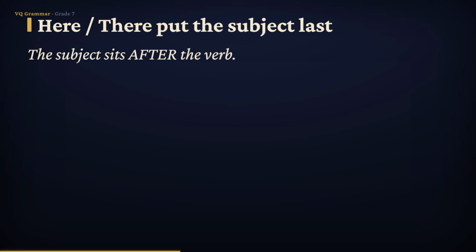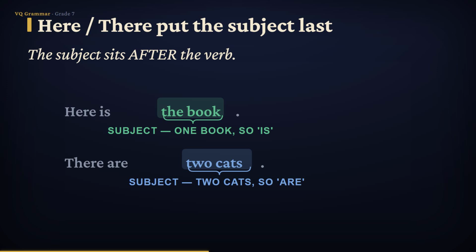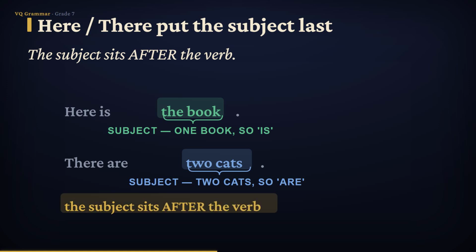Now for a sneaky pattern. When a sentence begins with here or there, the subject hides after the verb. Look, here is the book. Your subject is not here. Here can never be the subject. The subject is book, one book, so the verb is. Now compare. There are two cats. There is not the subject either. The subject is cats, and there are two of them, so the verb is are. Whenever you see here or there out front, jump past the verb and find the real subject behind it.